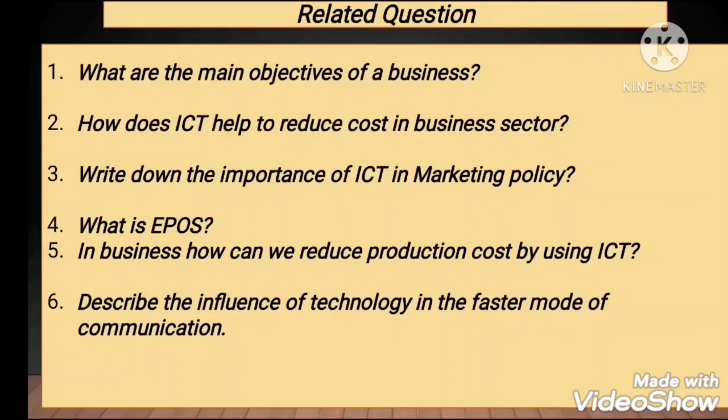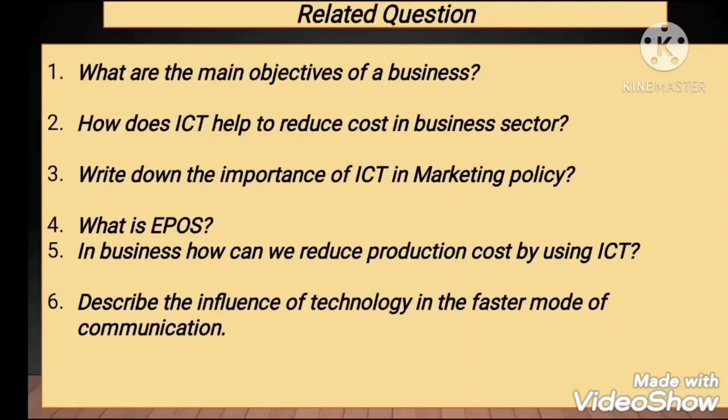Can you guess how we write the answer to this question? Whenever you start writing question number 2, that is, how ICT helps to reduce cost, firstly you will write a small introduction. After that you will write all the points discussed in your book. There are 7 points, so you will write all the 7 points clearly, and at the end you will write the conclusion. Can you remember the 7 points? They are controlling stock, production management, faster mode of communication, marketing, payment collection. Here are the 7 points.